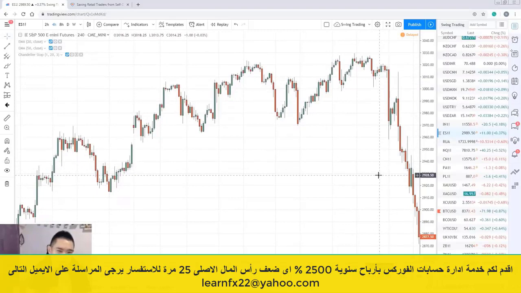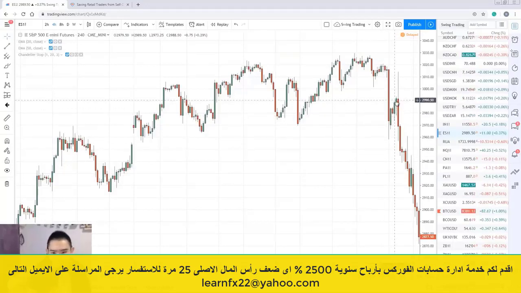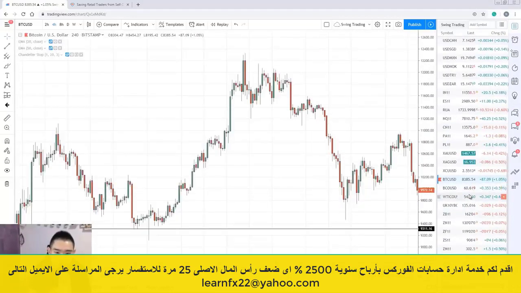it collapsed lower. So depending on how you manage your trades, trading is not just entries and entries. Depending on how you manage your trade, this could be a winning or losing trade. So let's have a look at a couple more examples before we move on.